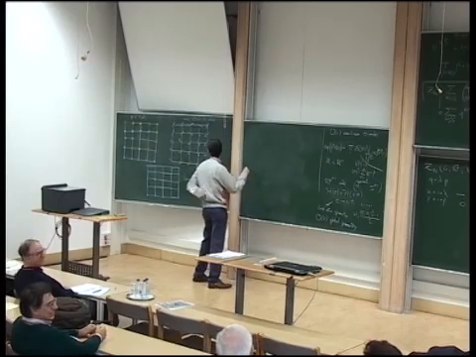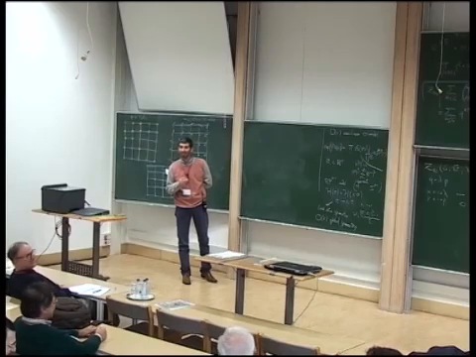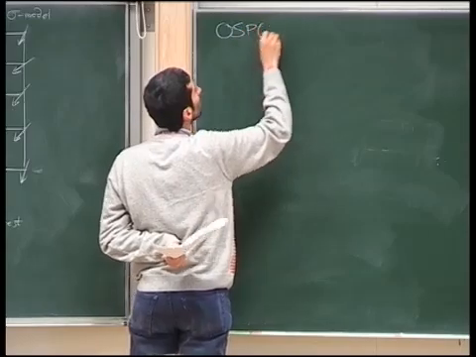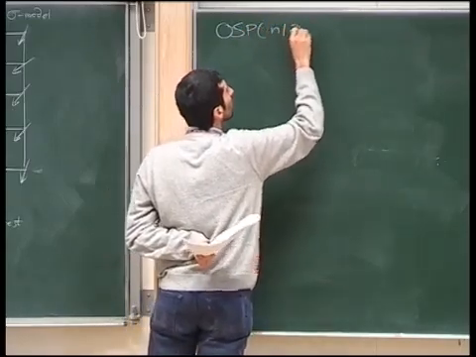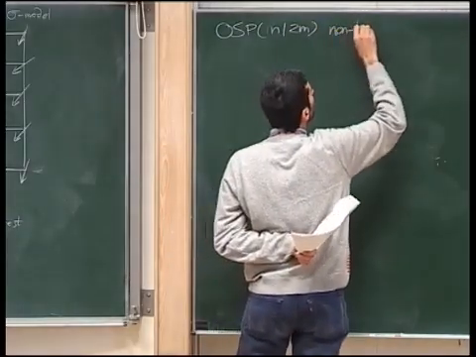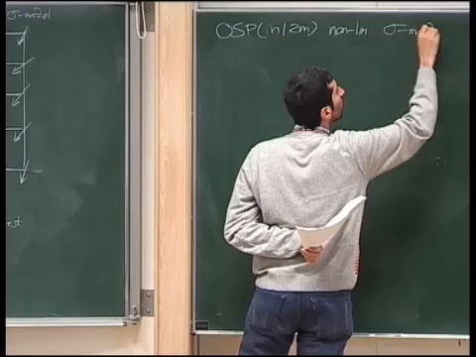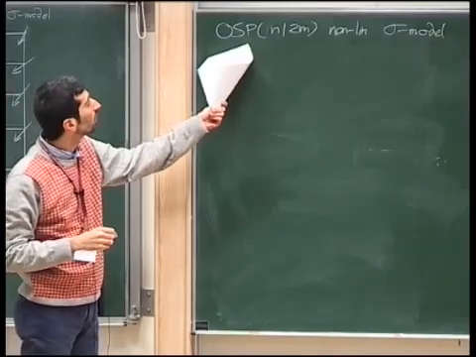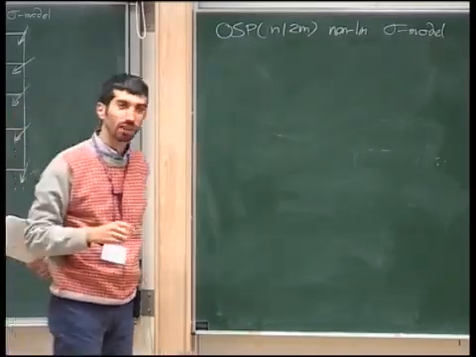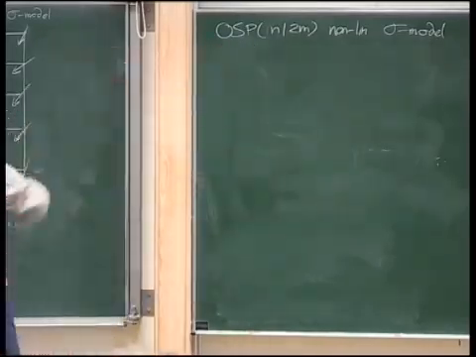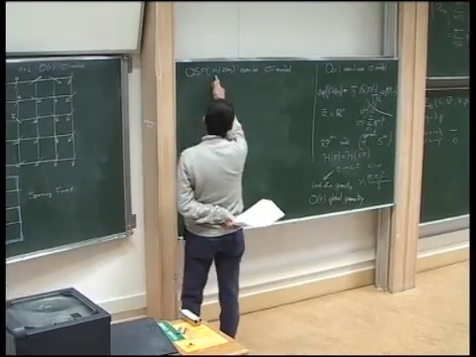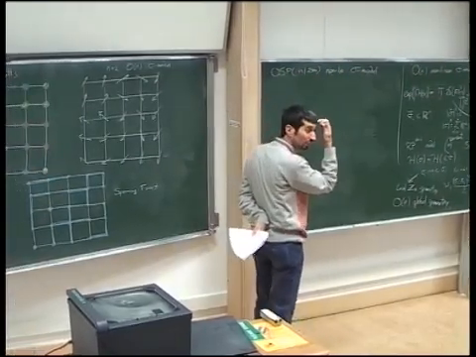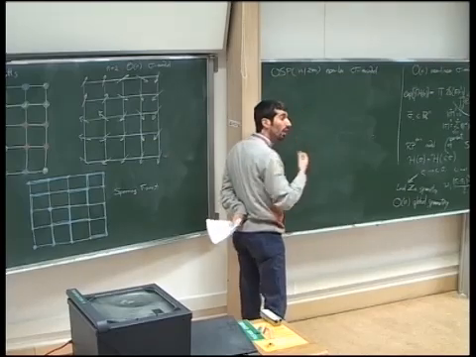I now want to introduce what I call the OSP(n|2m) nonlinear sigma model, in which the SP of the name stands for symplectic, and of course the O is reminiscent of the orthogonal part, which means that I have n bosonic and 2m fermionic degrees of freedom, in the sense of the terminology of before, per unit vector.